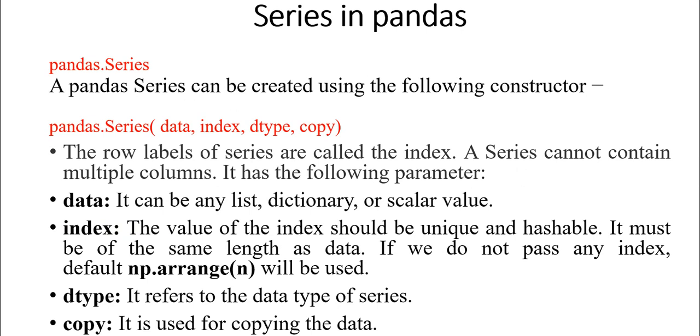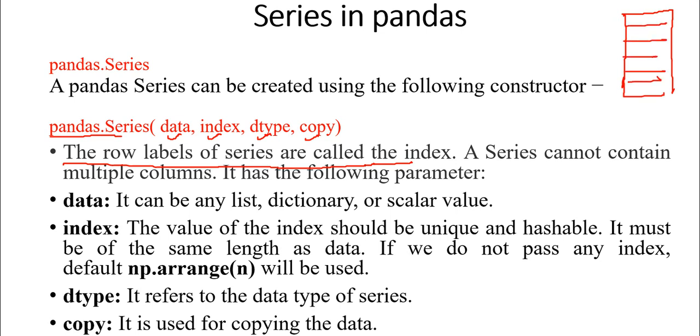You can see Pandas Series has data, index, dtype, and copy. The row labels are called the index. When you are creating a series object, it is a one-dimensional array, that means a one-dimensional column in which each row has an index value. We are creating a one-dimensional column in which each row has a label that is called the index. So the row labels of a series are called the index. A series cannot contain multiple columns.